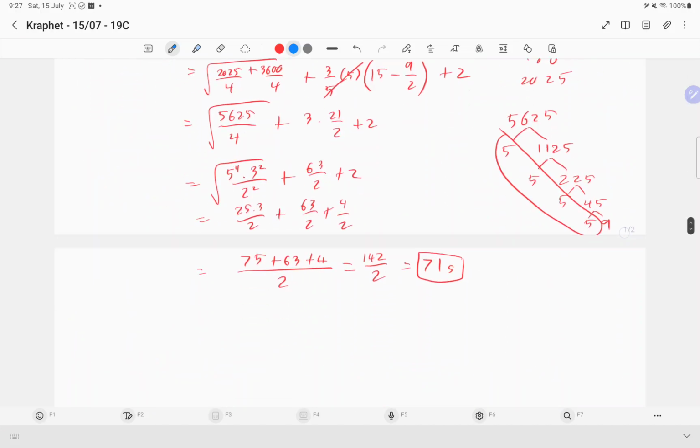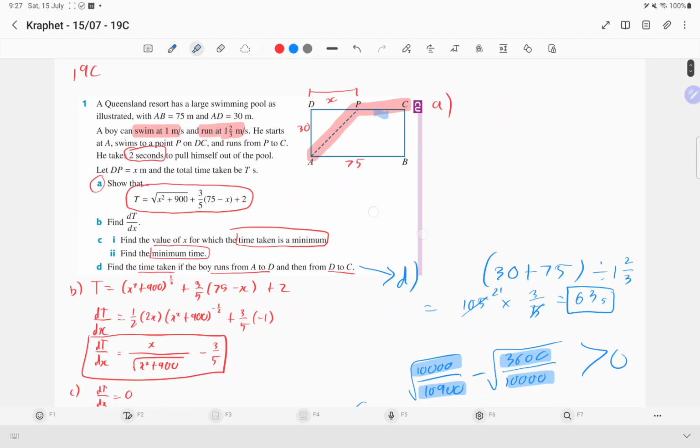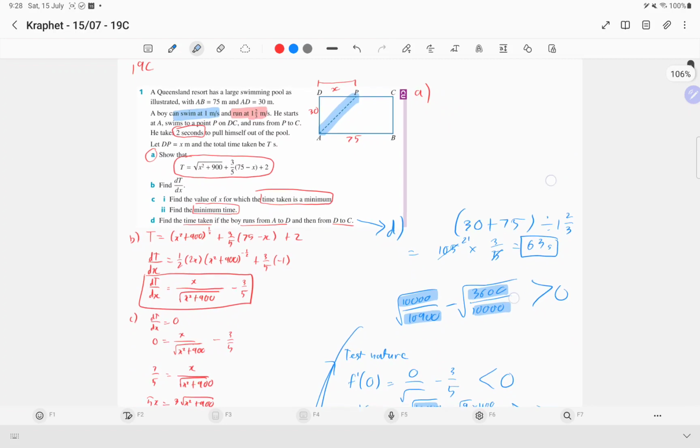This is actually shorter than 71 seconds. It's actually shorter than the time taken if you wanted to swim a little bit and then run. So you see the significance is that from A to P, the speed is only 1 meter per second. So even though the distance from A to P is shorter than AD and DP, because that's the hypotenuse in a right angle triangle, it's always the shorter distance than the other two combined. But because the speed is so much lower, he might as well just quickly run across from A to D and D to C. Yeah. So that's that question there.